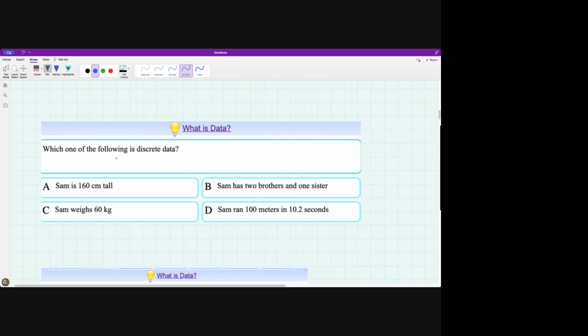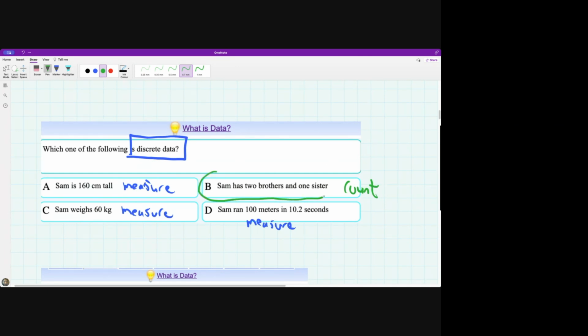Okay, so Naledi, what we're asking is, of the following, which of these data types is discrete? If Sam is that tall, we normally measure the height. We also measure weight. We weigh someone, we measure it to exact. We measure how fast somebody ran in the 100 meters. But when we talk about brothers and sisters, we are counting. And these can only occur in whole categories. And so the correct answer would be B, discrete data.